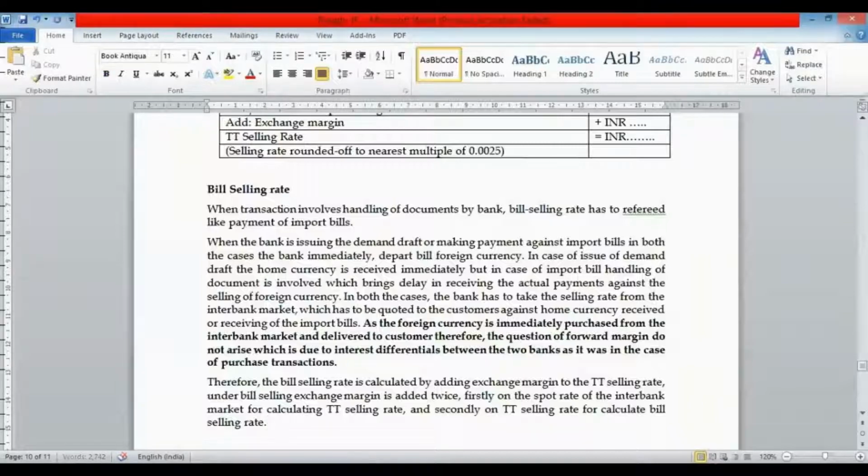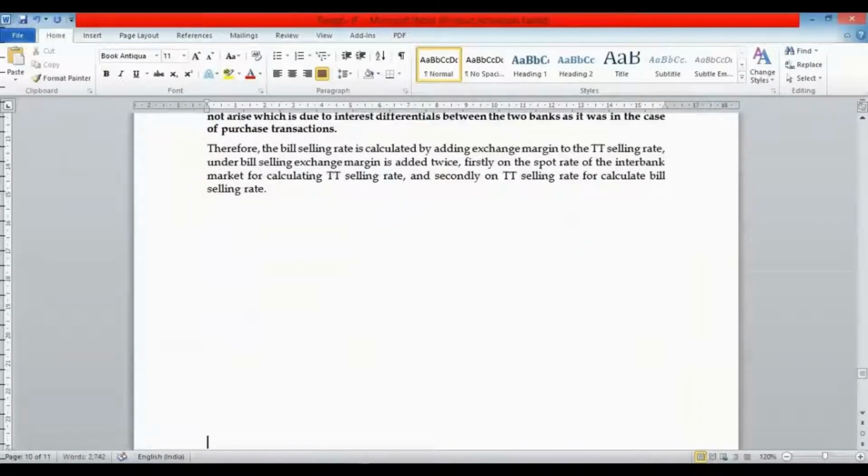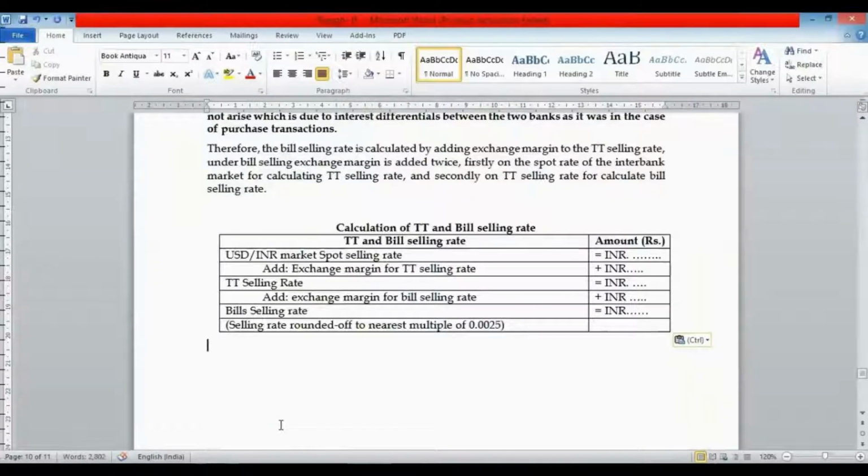See how. This will be the table that we have to follow. This is the complete table of TT and bill selling. Both have been shown in one table only. The earlier table which I showed was the TT selling, and this is the combined table of TT as well as bill. From USD, as we have discussed, add the exchange margin for TT selling, and you will get the TT selling rate.